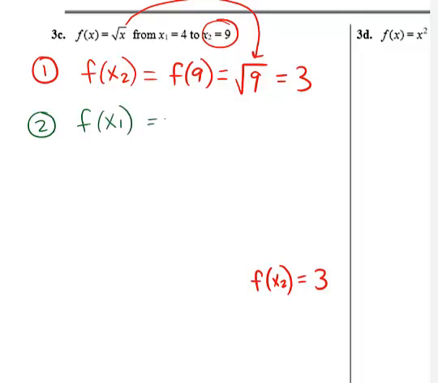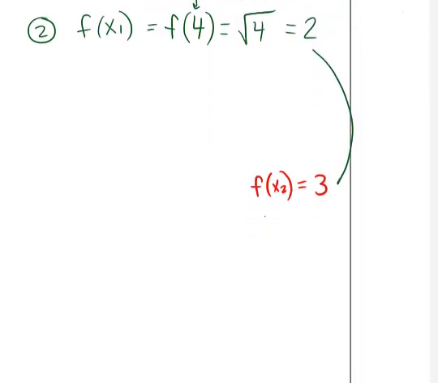Gotcha. Now the next thing I want to do is find f of x1, the other value. And I'm finding f of x2 first and then f of x1, but it doesn't really matter. You can do it in either order, right? But x1 is 4. And the function itself is the square root, so I'm taking the square root of that number, which is 4, and that'll be 2. So I might as well bring that down for when I need it. F of x1 is 2.